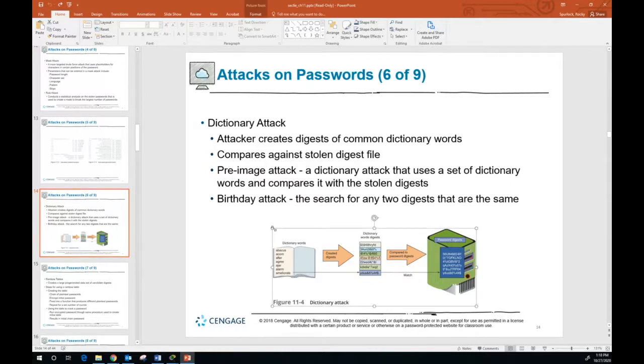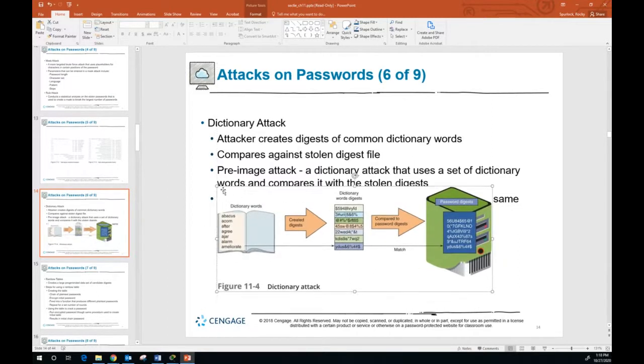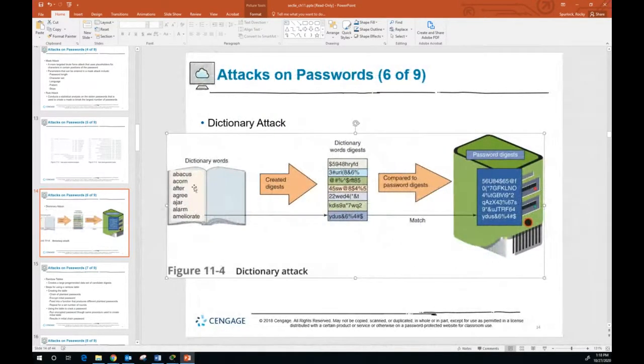So we see here in the dictionary attack, I'm going to make this a little bigger so we can see this a lot easier. We have our dictionary words here. They then create the digest, so we see our numbers, the dictionary word digest. They take this and compare it to the password digest. We see in this that the YDUS and 6% 4 pound dollar sign does match up with the password digest. So they're able to go back and find the dictionary word to get the password.